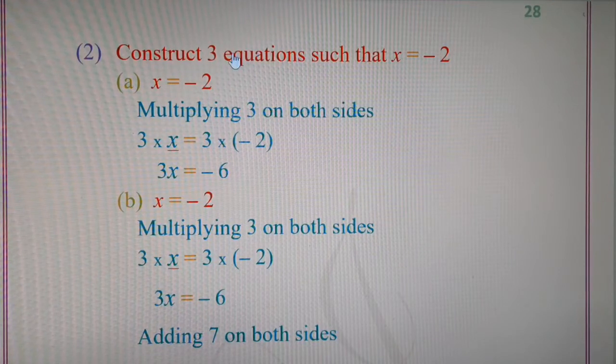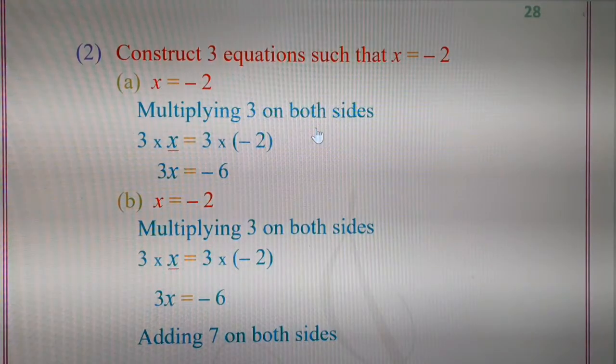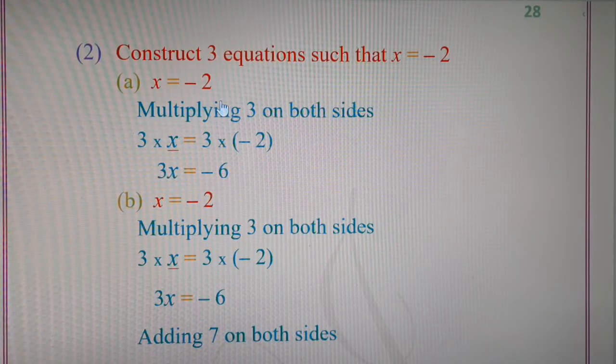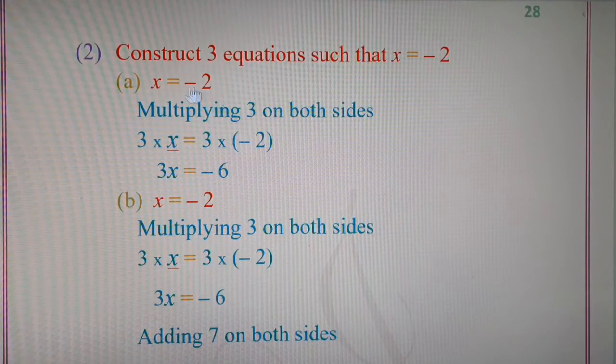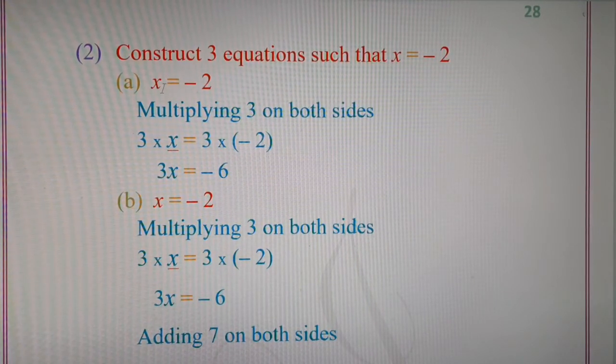So we will form 3 equations using the variable x. We can use either of the mathematical functions such as multiplication or addition or subtraction or division. But we have to use the mathematical functions on both the sides. On the left hand side also we have to use the same mathematical function and on the right hand side also. So we will start formulating the equation by using the condition given. The condition given is x equal to minus 2.